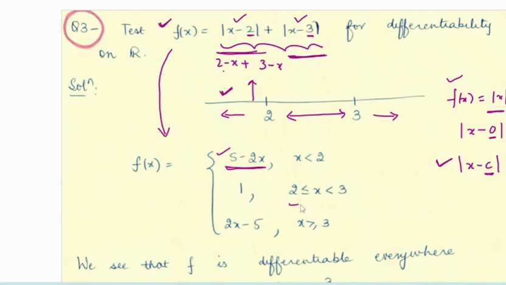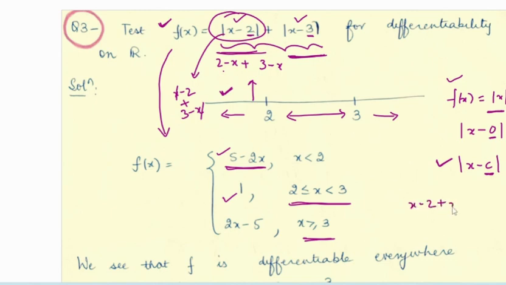When you come to the next segment, which is between 2 and 3, more than 2, less than 3, then this becomes x minus 2 only, but this becomes 3 minus x, and when you add them, it's going to be just a simple constant function 1. Again, when you are on the right of 3, you are on the right of 2 also. If you're bigger than 3, you are bigger than 2 also. So that makes this function x minus 2 plus x minus 3, which is 2x minus 5. So now you have your function defined in the branched format.